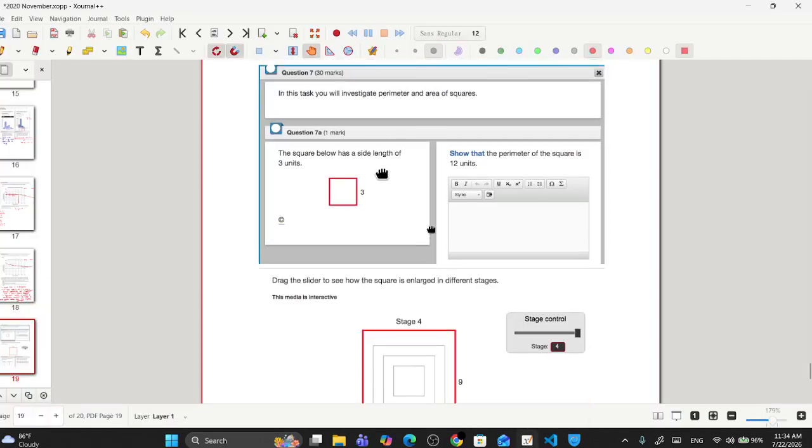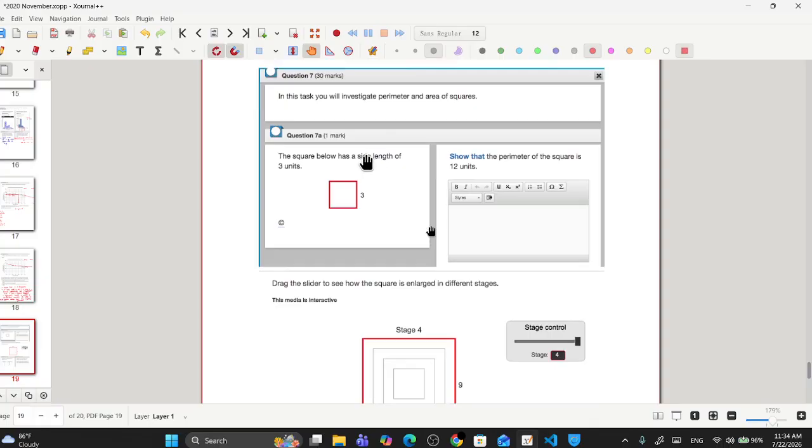We have a square that looks like this. We are being told to find the perimeter of the square, and we have to show it. So I know that the perimeter is going to be 3 plus 3 plus 3 plus 3. So that becomes 12 units. Not too difficult, I suppose.